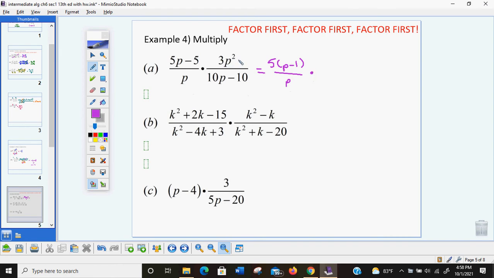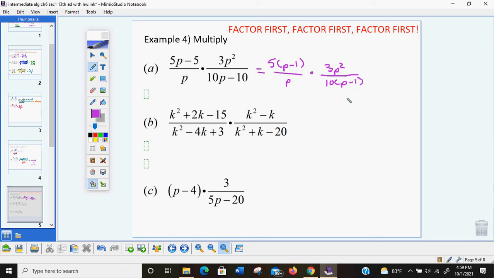Go to the top. See how I don't have plus or minus signs? That's not going to factor, so just bring it over. Now go to the bottom. Here I have a plus or minus sign. I've got a minus. So I don't have any squares, but can I take anything out? I can take out a 10. And that leaves me with a p minus 1.